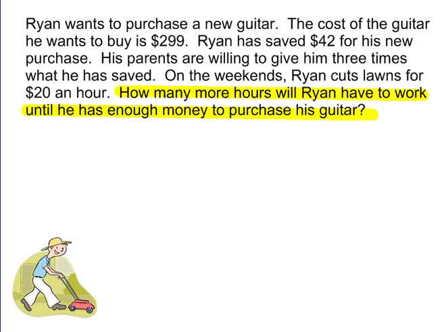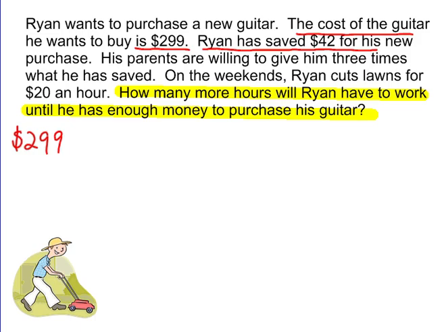And the first thing we need to know is, well, how much is the guitar? So if we look at the problem, it's right here at the beginning. The cost of the guitar that he wants to buy is $299. So the guitar is $299. What do we want to do next? Well, does he have any money? And yes, Ryan does have some money. Actually, in the very next sentence, it says here, Ryan has saved $42 for his new purchase.